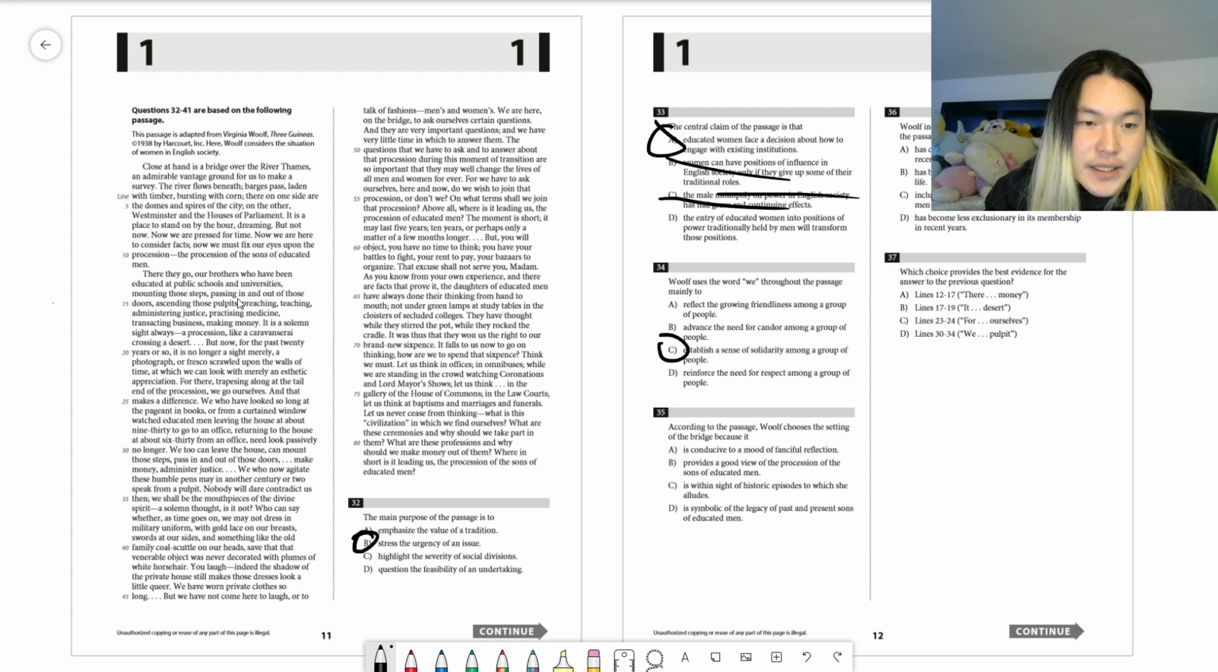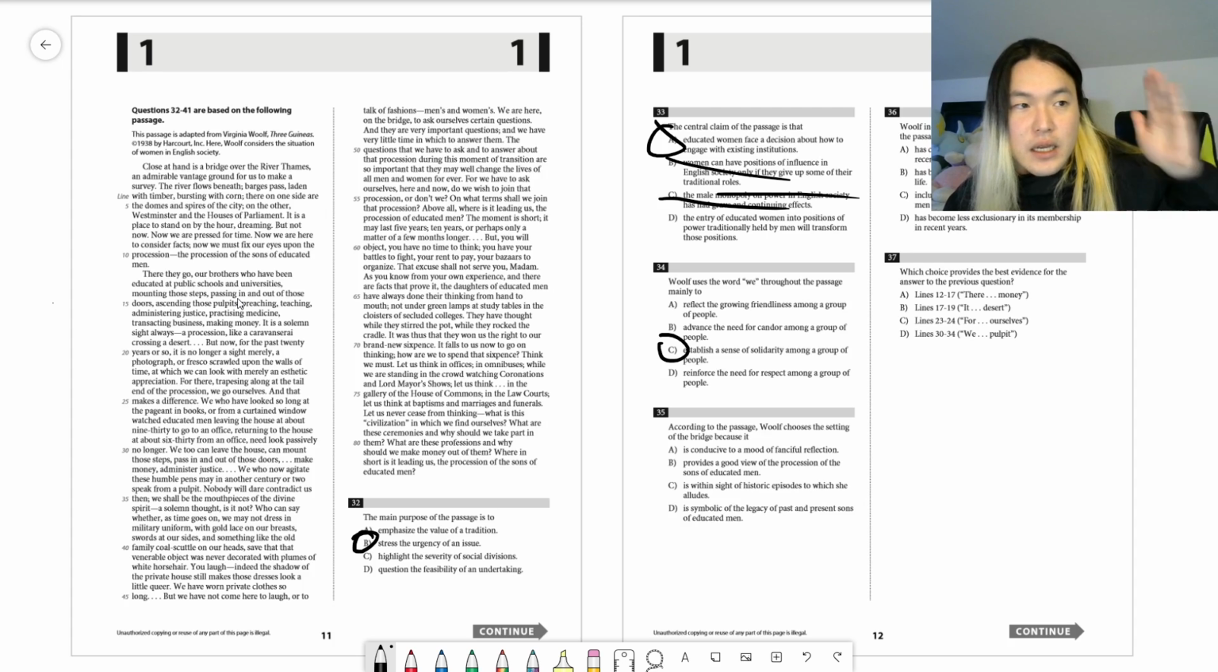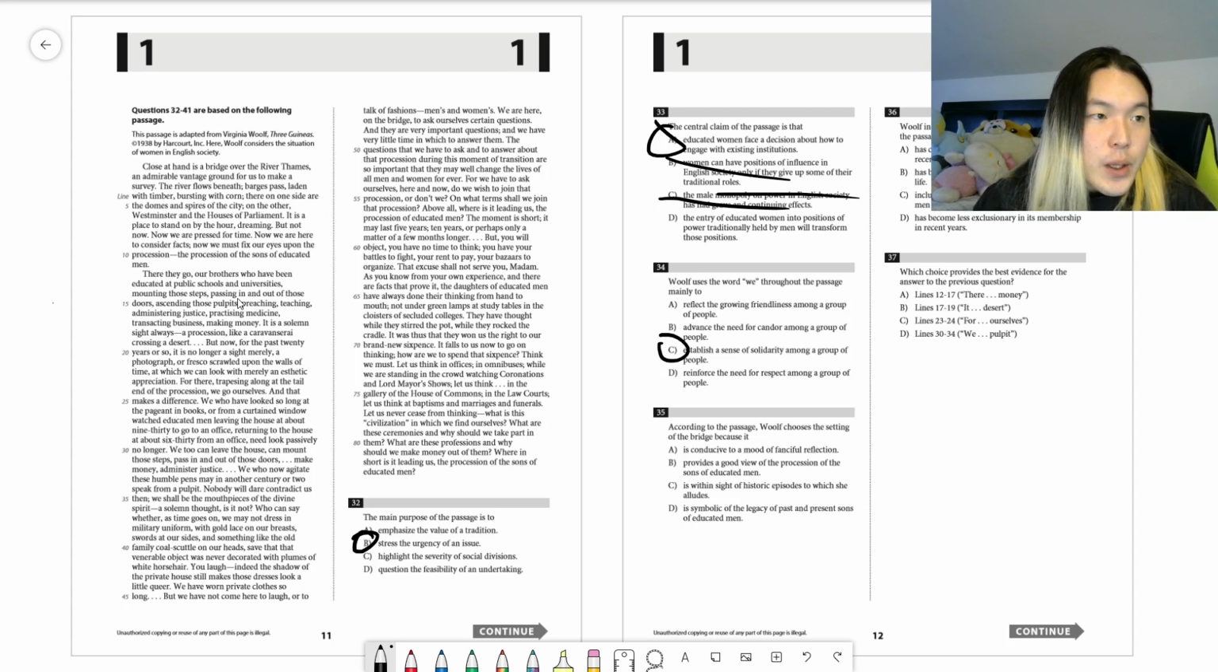35. According to the passage, Woolf chooses the setting of the bridge because it... Okay, I really like this question. These are one of those questions where the answer is directly in the passage word for word. And this one actually shows up pretty early. "Close at hand is a bridge over the River Thames, an admirable vantage ground for us to make a survey."